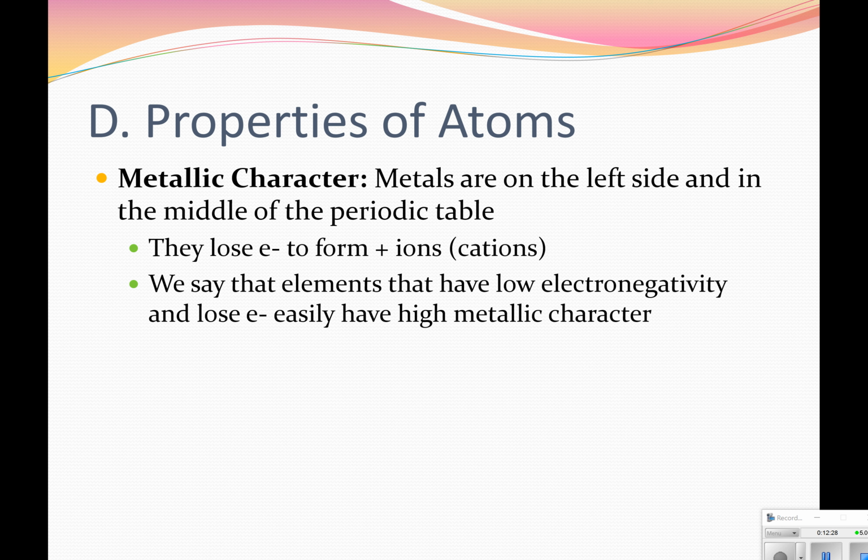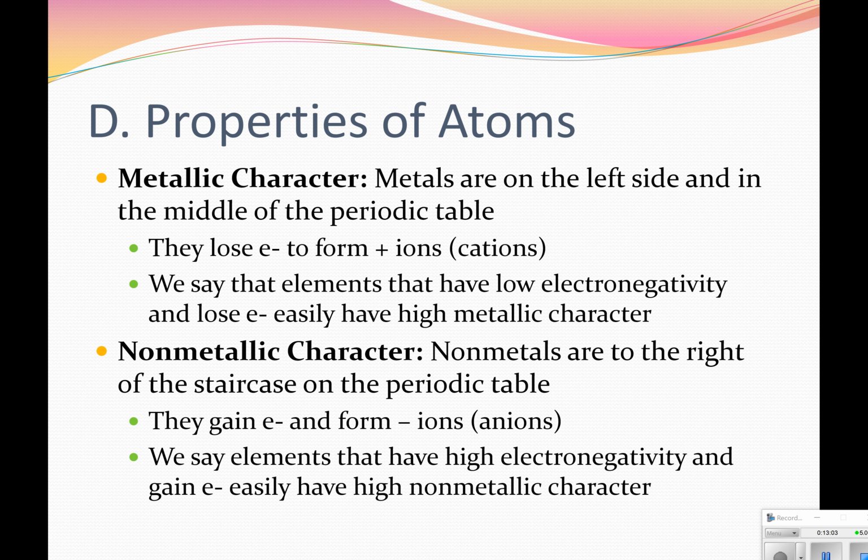Now, metallic character is exactly what it sounds like: how metallic a particular element is. We know metals are on the left side of the staircase as well as in the middle of the periodic table, and metals tend to lose electrons and form cations. Elements that have a low electronegativity and like to lose electrons easily have high metallic character, and those are really all of our metallic elements, depending on what they're bonding with.